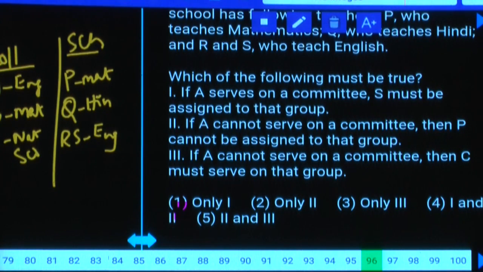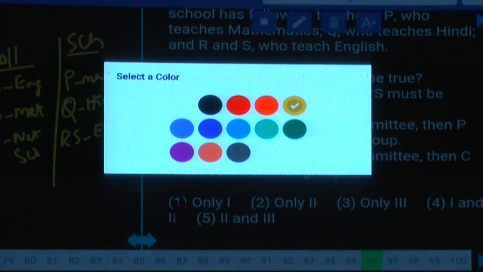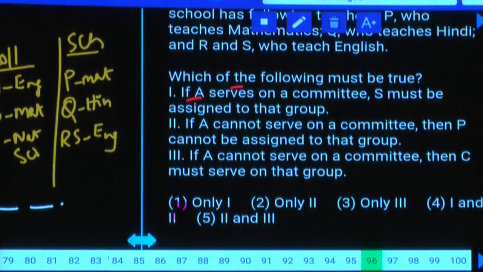Then first information. Which of the following must be true? Tell me. If A serves in a committee, this is the condition. Now this committee must have how many persons? 3 persons. 1, 2 and 3. If A serves in a committee, what is the subject here? A is English, and then P cannot be assigned to that group. Now tell me whether P can be in that group or not.